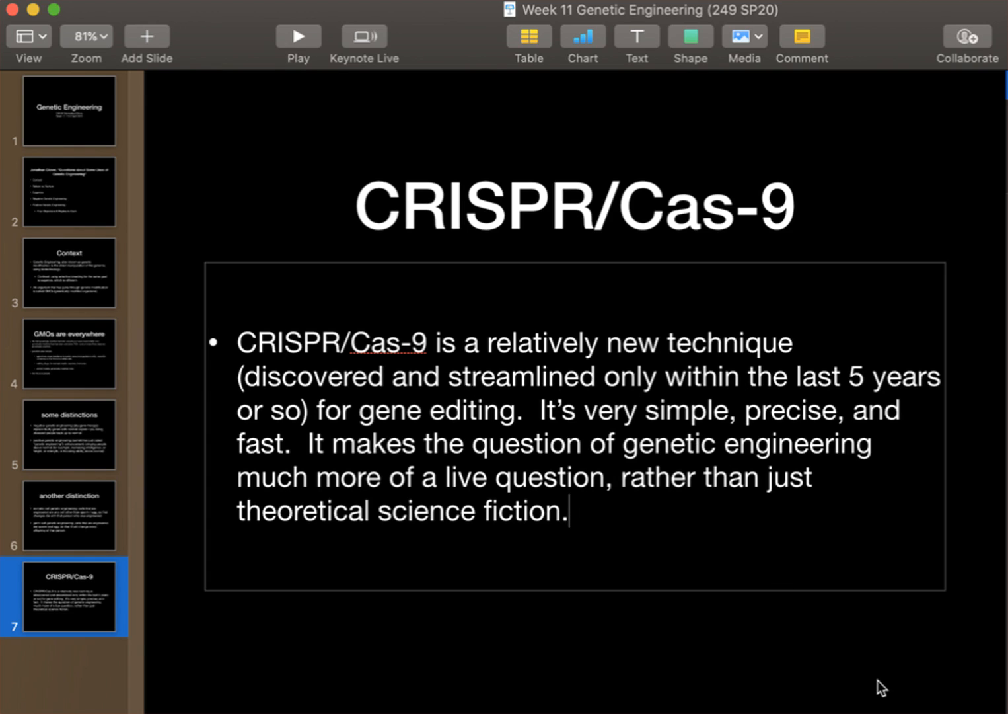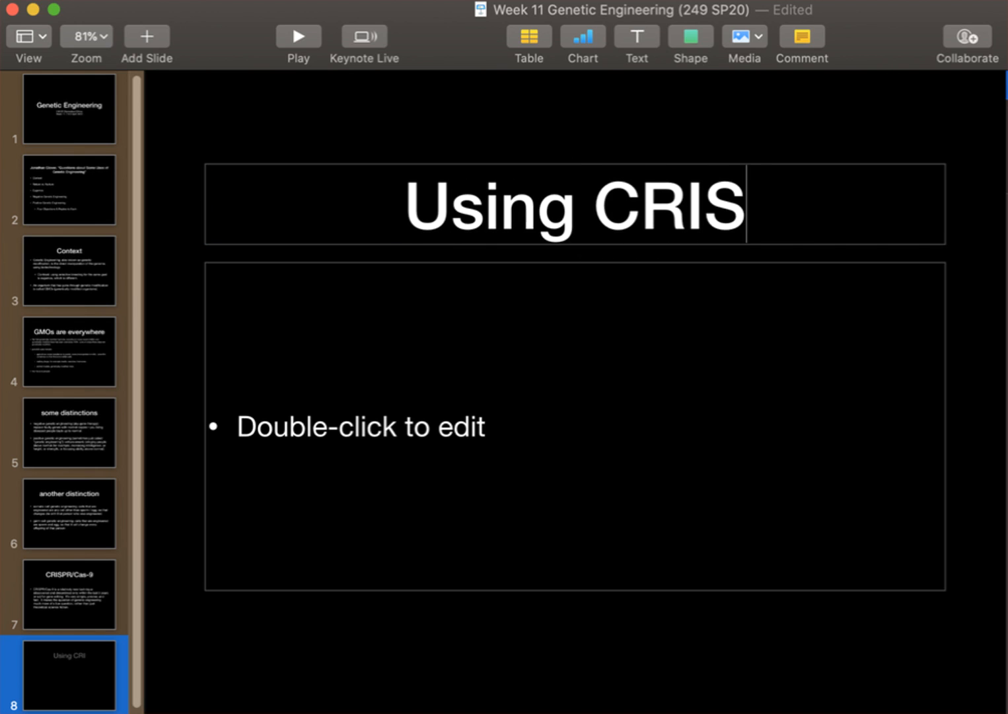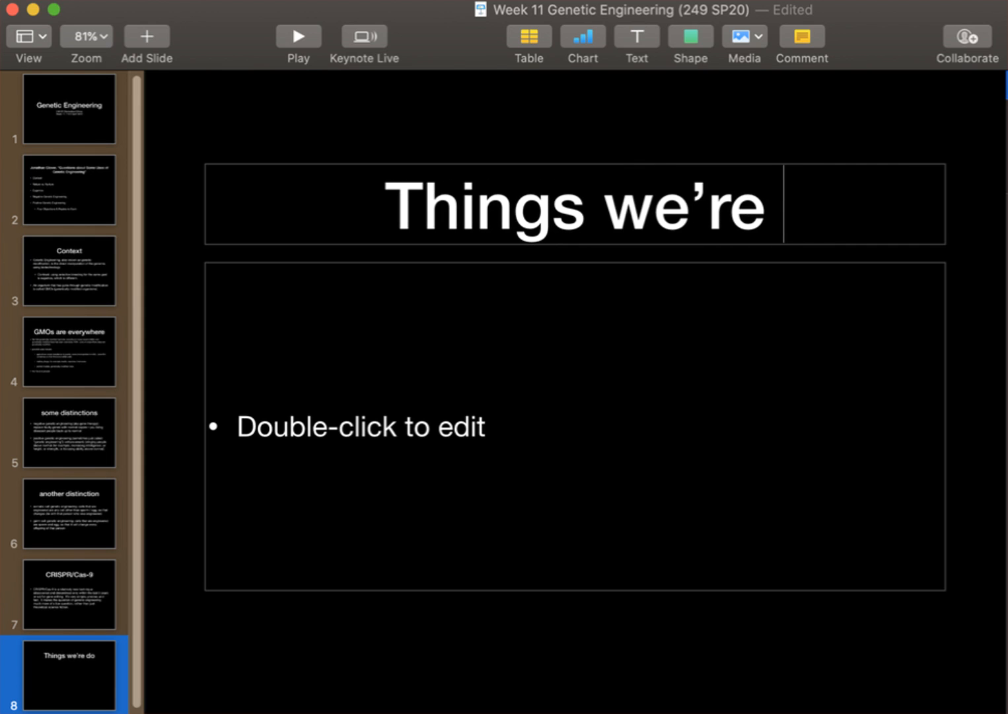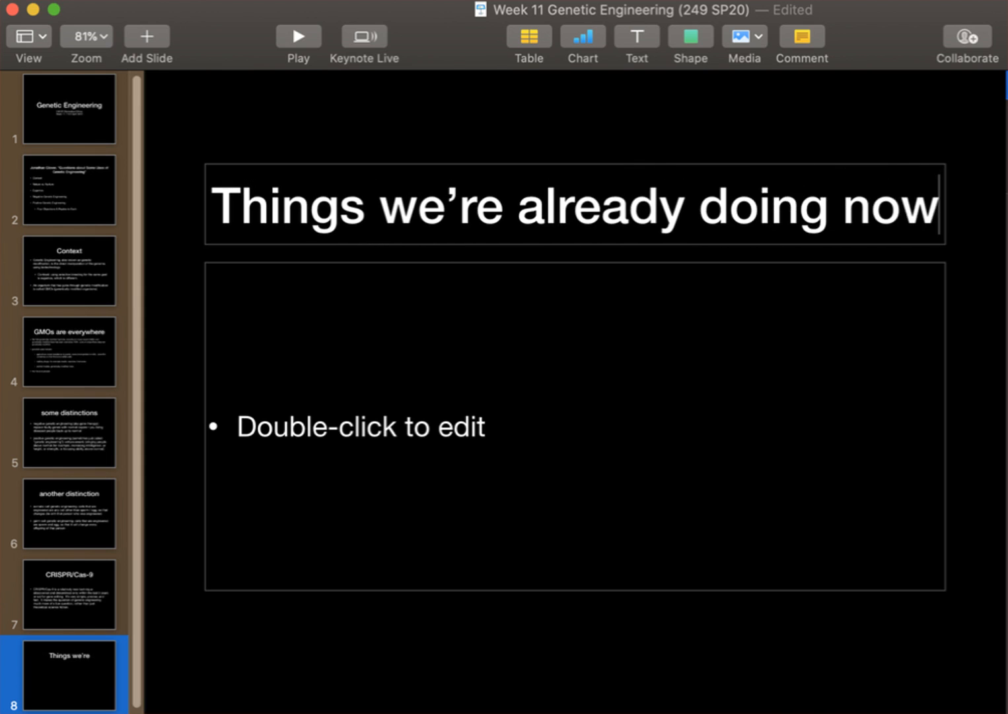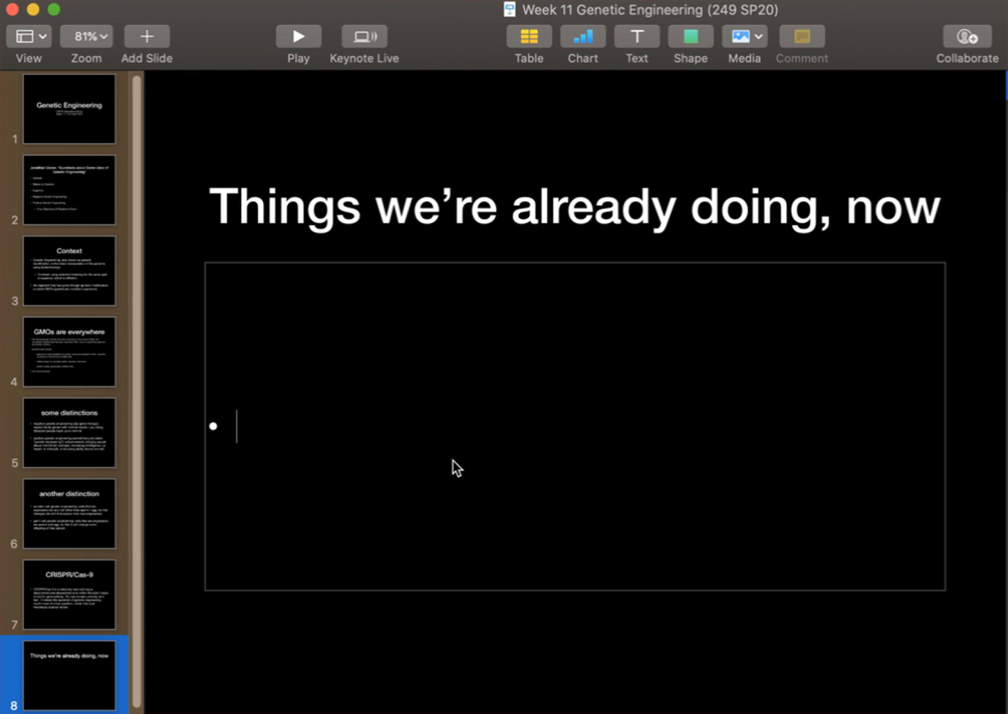So among other things, using CRISPR, things we're already doing now. And some of the stuff we're doing now, as I say, has just started to become available in the last 5 years or so. So in terms of kind of biotech research, this is a very, very hot area.